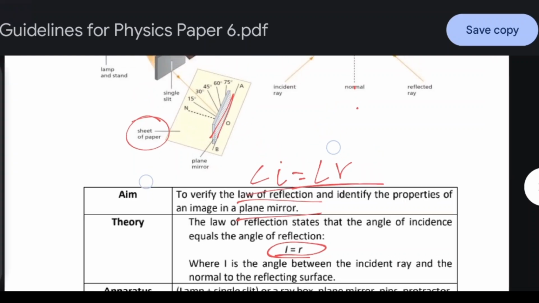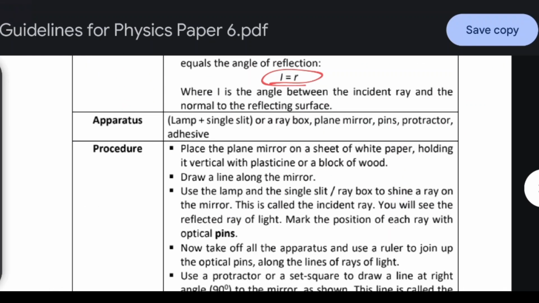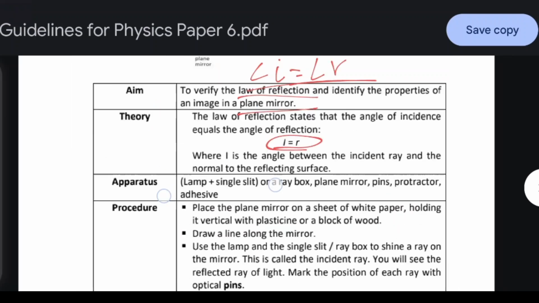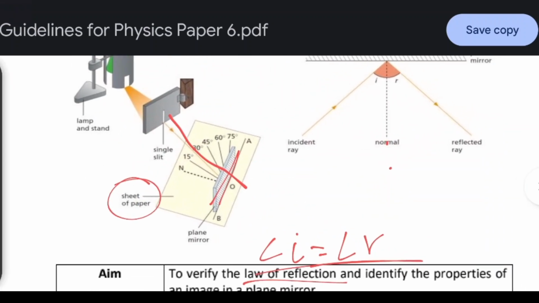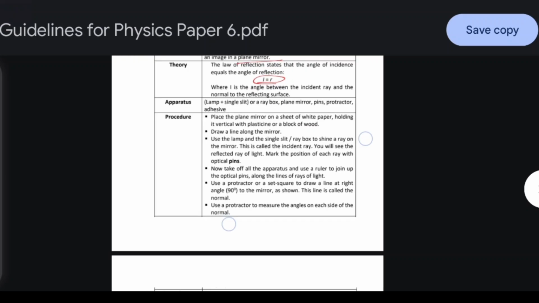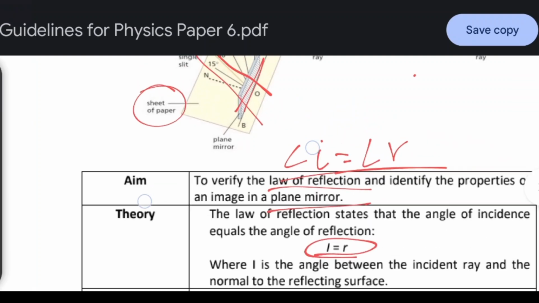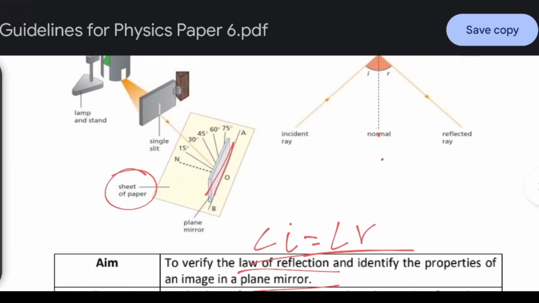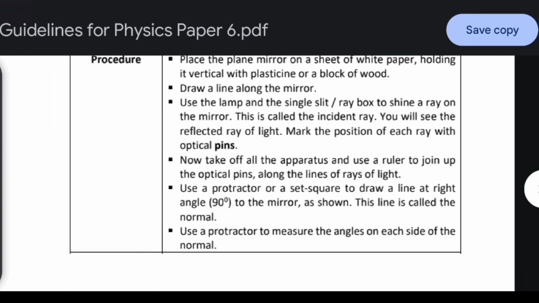Draw a line along the mirror. Use a lamp or ray box to shine a ray of light on the mirror. Then you will see the reflected ray of light. Mark the position of each ray with optical pins. You shine the light over here, and then you'll see the reflected light, and you mark the position with optical pins, putting up pins to mark the position of the reflected light.